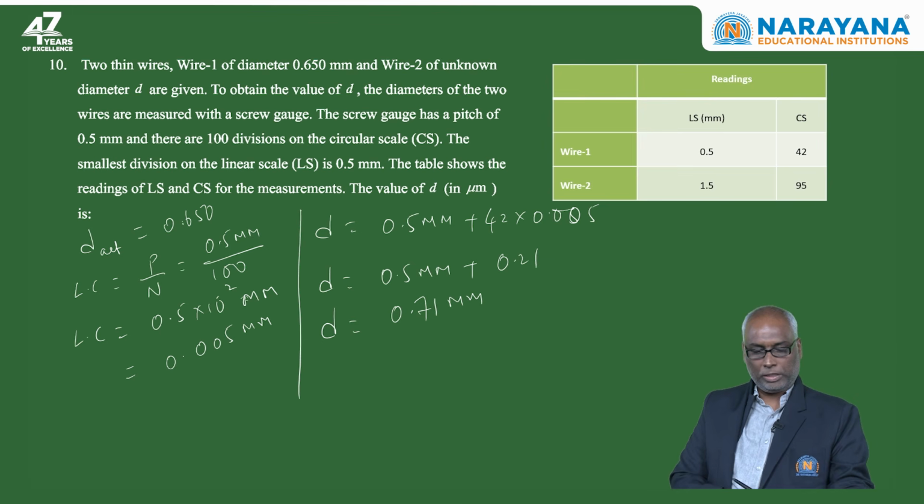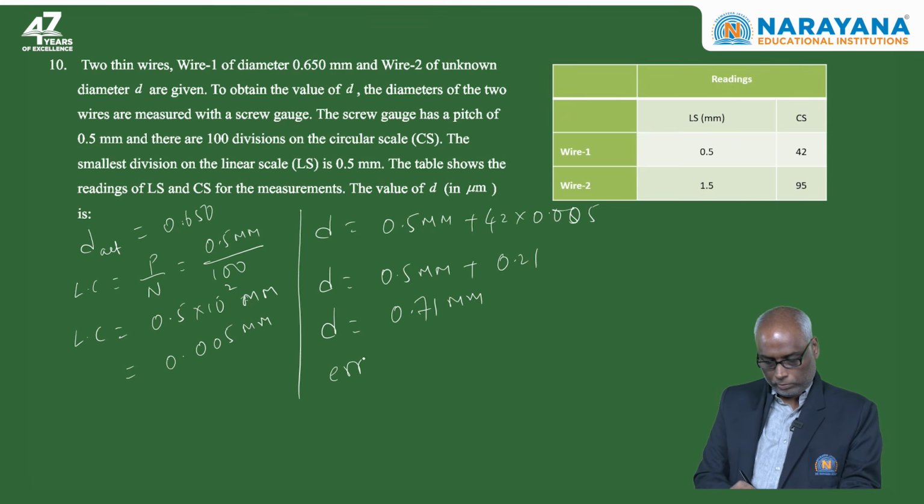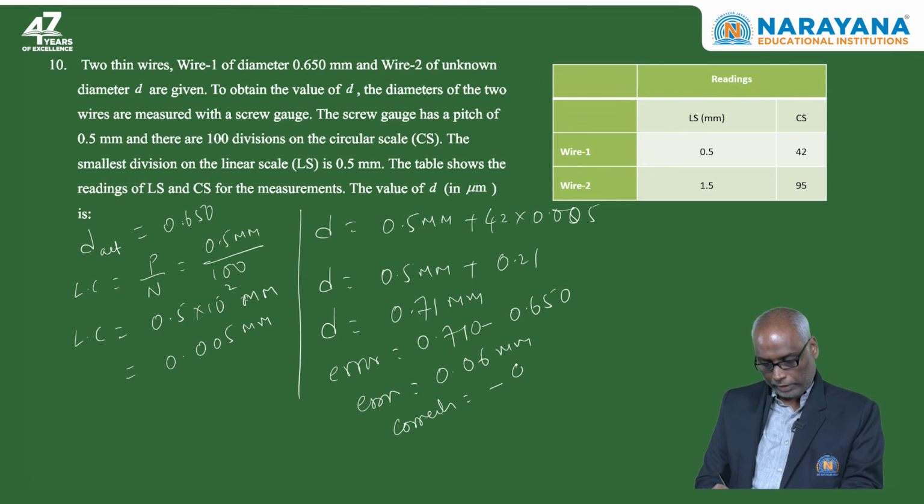This 0.71 millimeter differs from the actual value. It is showing a larger value. So, that means there is a positive error, and the correction should be negative. So, error will be equal to 0.71 minus 0.650. When I take the difference of these two, it becomes 0.06 millimeters. When error is positive, correction is negative, minus 0.06 millimeters.